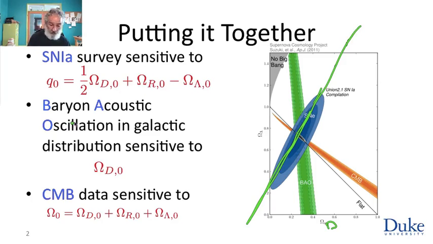On the other hand, we said that acoustic oscillations, as discovered in galaxy clustering and in Lyman alpha clustering, are pretty much sensitive to omega d. So it constrains you to this roughly vertical line over here, suggesting that the total matter density is around 0.3. And then the cosmic microwave background data fundamentally gave us the statement that the universe is flat. That is sensitive, again ignoring the radiation, to the sum of the density parameter of dust and of cosmological constant. So it constrains us to lie on this line where omega dust plus omega lambda is equal to 1, or near this line over here, which is the line that constrains us to flatness.